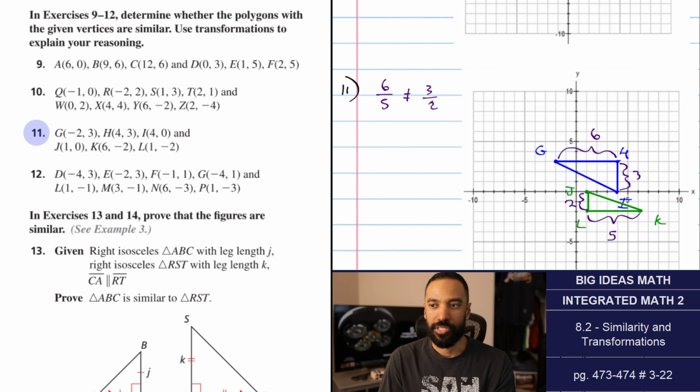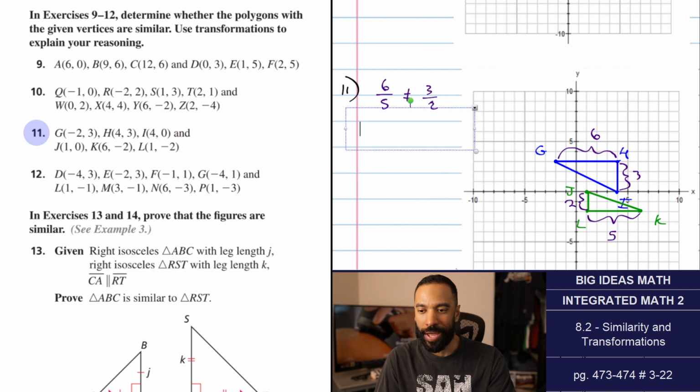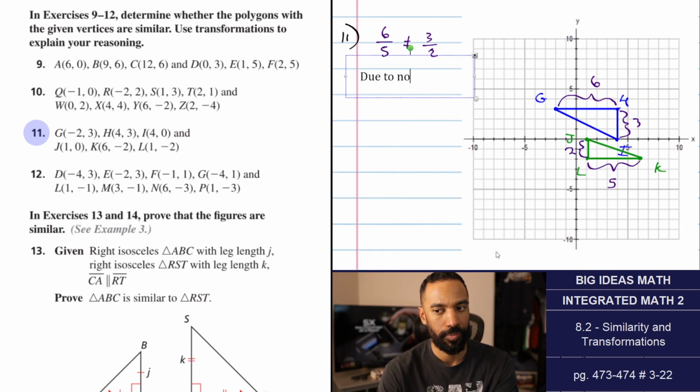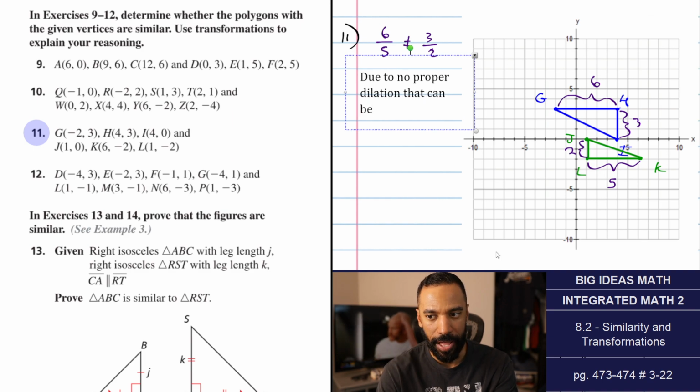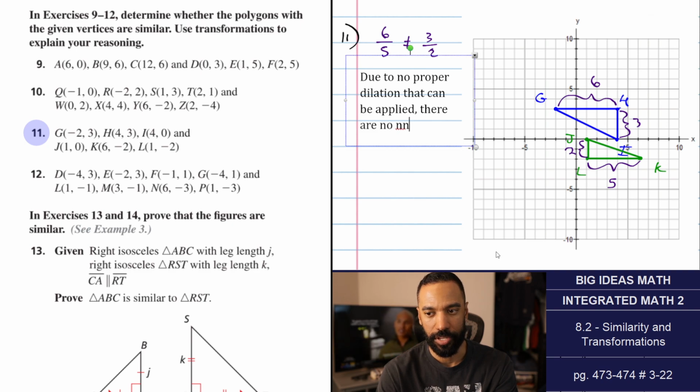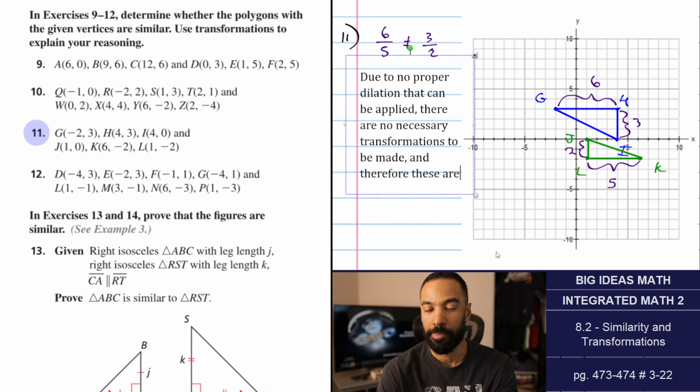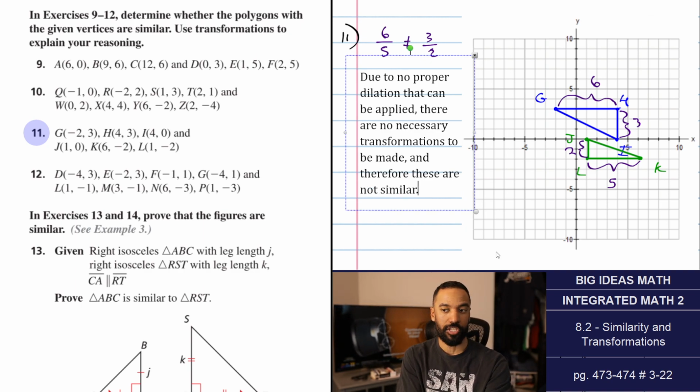But due to, and this is probably not helpful because I didn't do any transformations yet, but due to no proper dilation that can be applied, there are no necessary transformations to be made. I don't know if that's the best way to say it. And therefore, these are not similar. It's okay for them to not be similar. I'm just hoping that it's okay if what I explained works out.